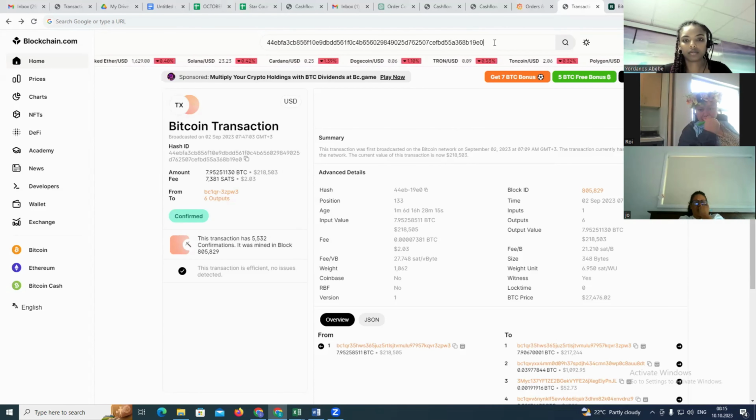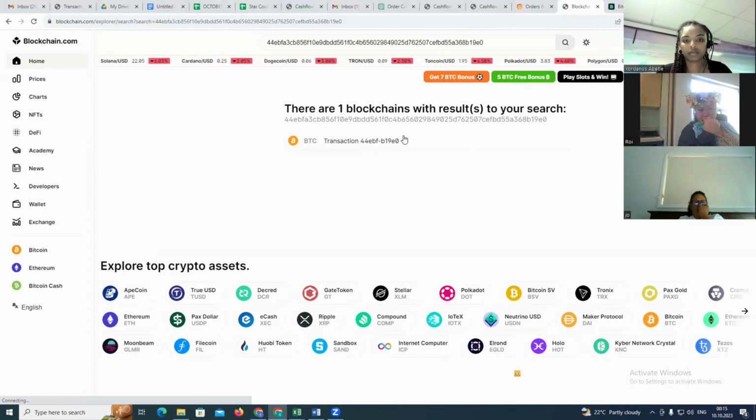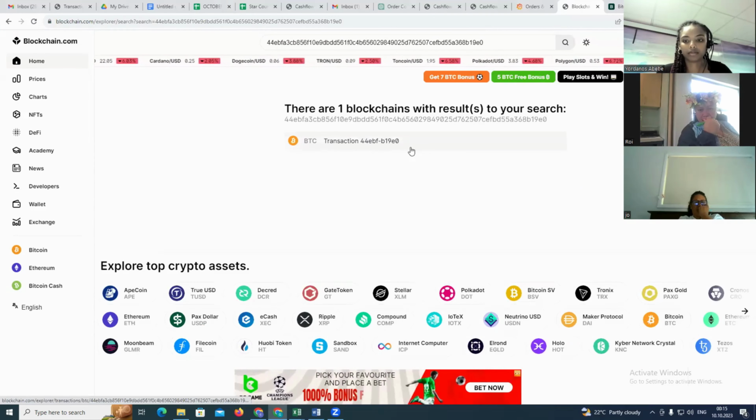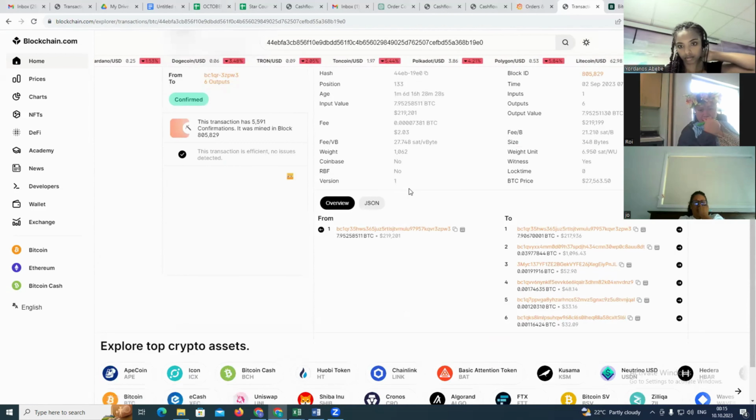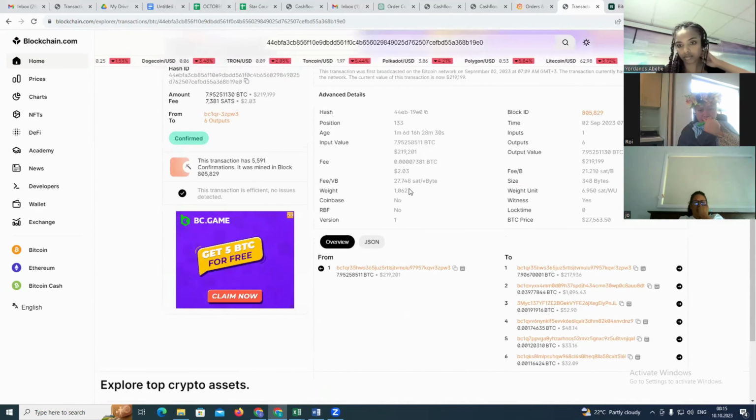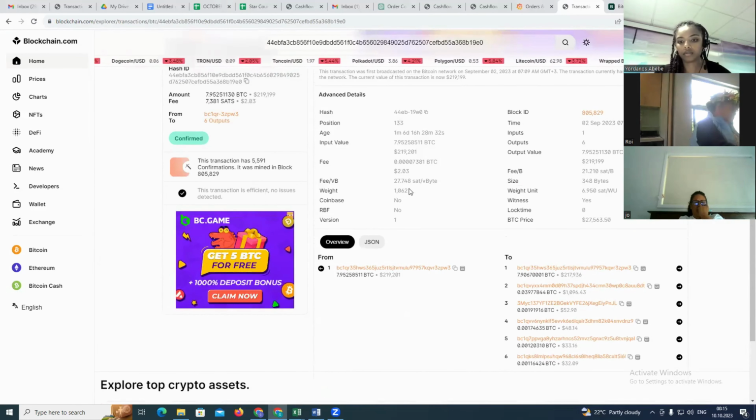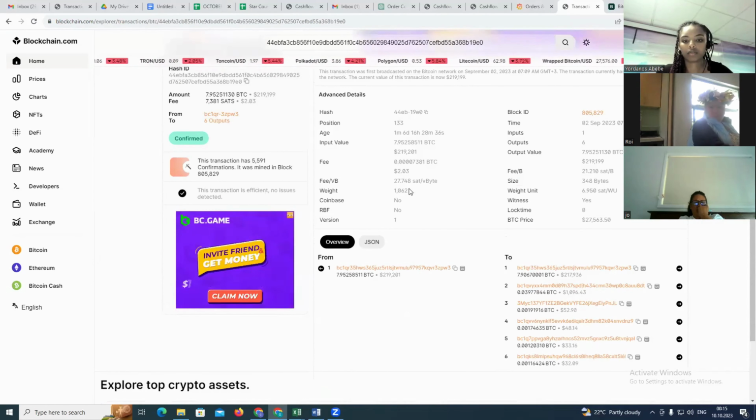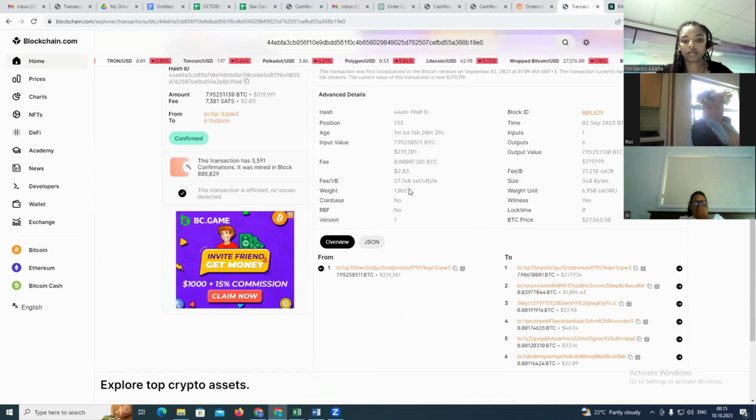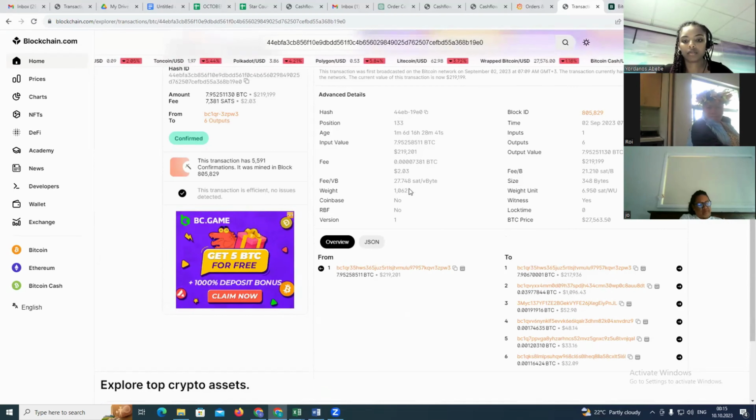So for example, I'm going to look at this transaction. You can see it brings out the information. You just click on this. The first thing to look out for is if the transaction is coming to your wallet address. So you have to know your wallet address.